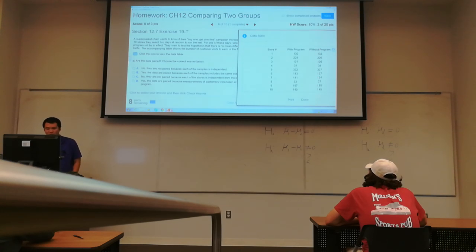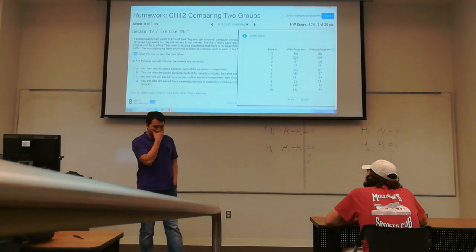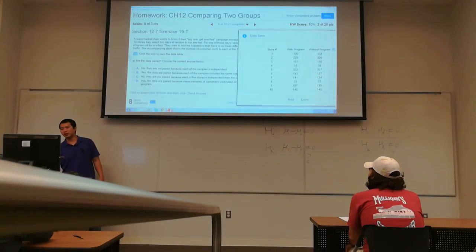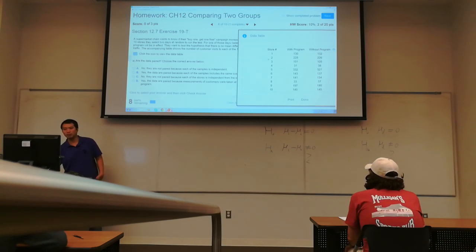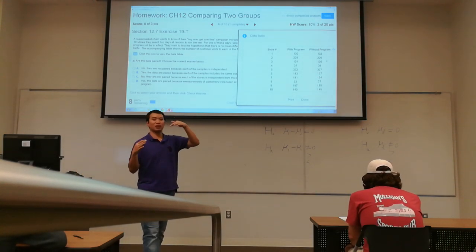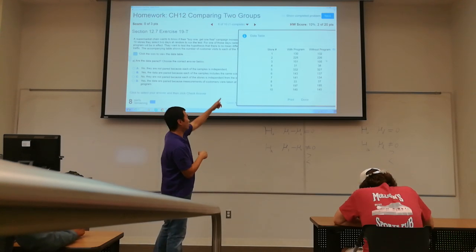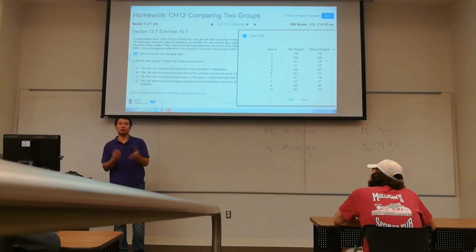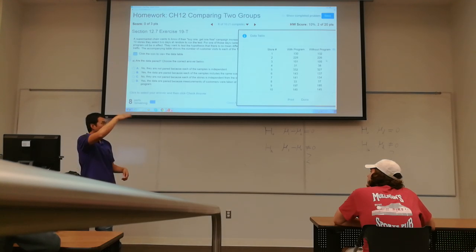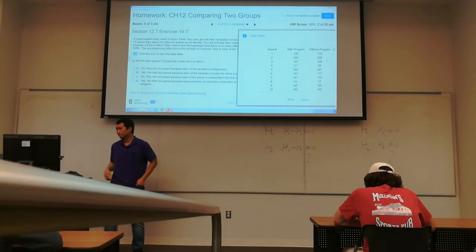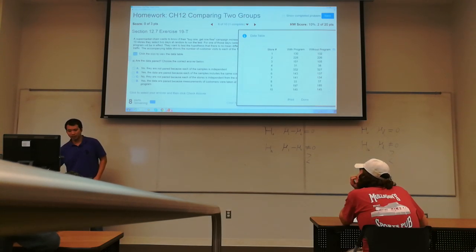So we have column data for each of the stores. One way to see if the data are paired or not is to do a cross comparison. Let's compare this number with program from store one with this number, which is without program from store two. Let's see if this comparison makes sense or not. If it doesn't make sense, probably that's paired data. In this application, at least to me, it doesn't make sense, because those numbers are from two different stores. And in this case, the data are paired.